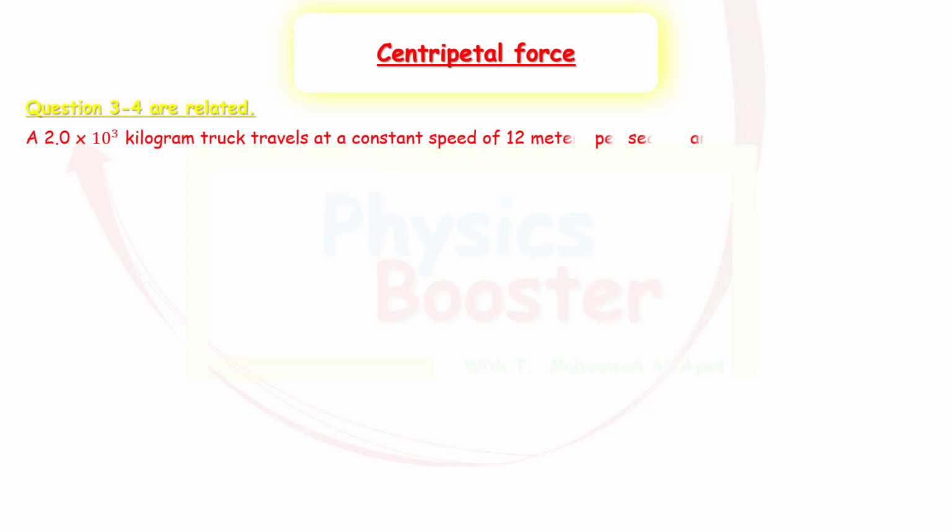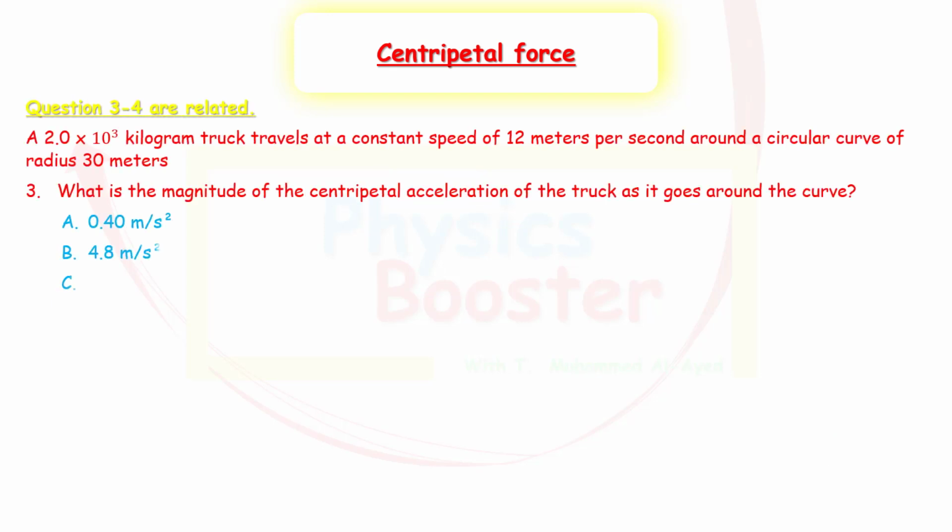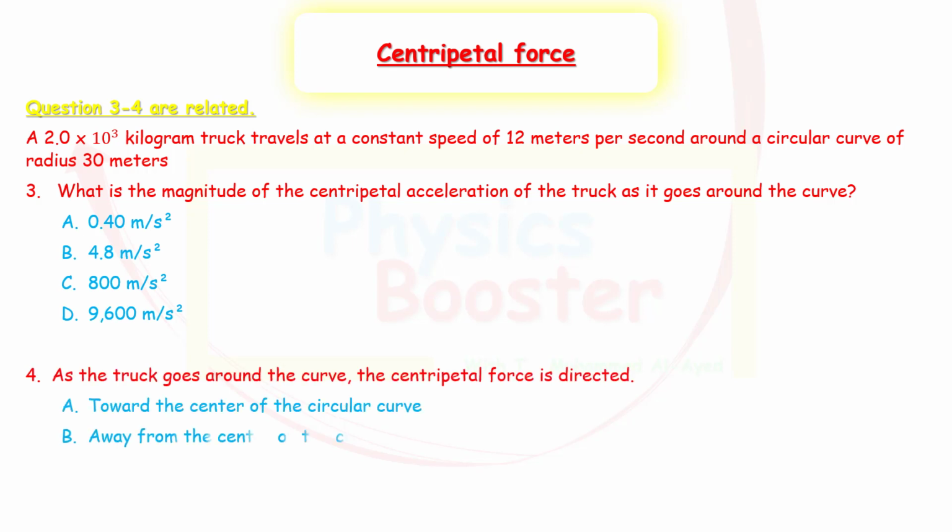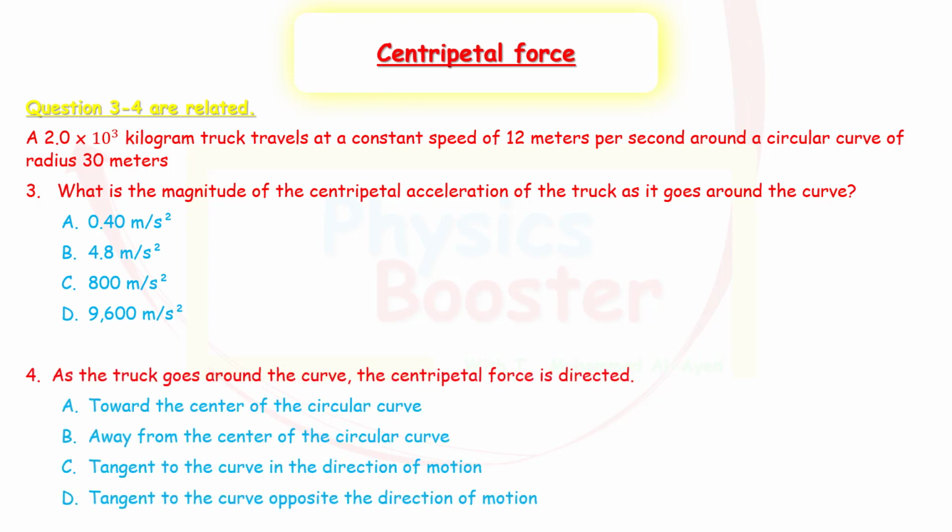Next question. Questions 3 and 4 are related. A 2 multiplied by 10 to the power 3 kilogram truck travels at a constant speed of 12 meters per second around a circular curve of radius 30 meters. So I have here Vt, and I have here the radius r. What is the magnitude of the centripetal acceleration?